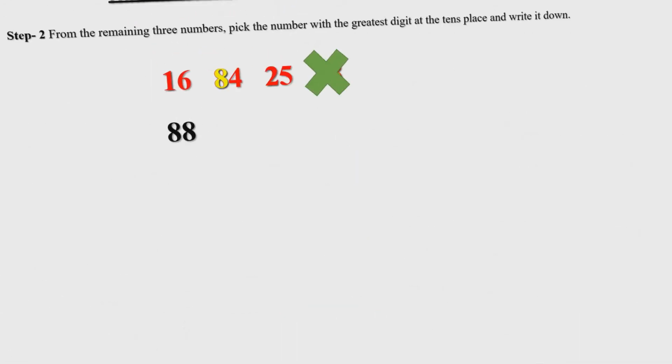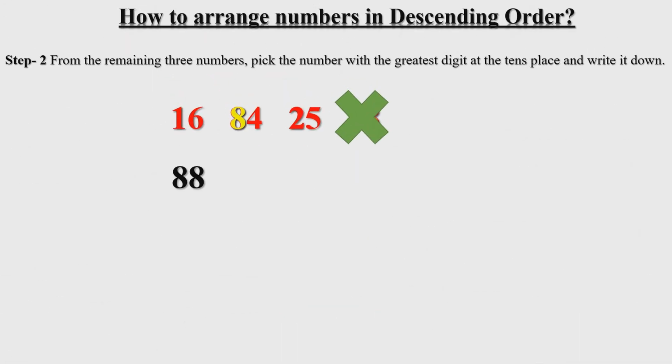Step 2. From the remaining 3 numbers, pick the number with the greatest digit at the tens place and write it down. Now tell me, which is the greatest 2-digit number in these? Yes, it's 84. So we'll write 84 in answer and cut it from the question.